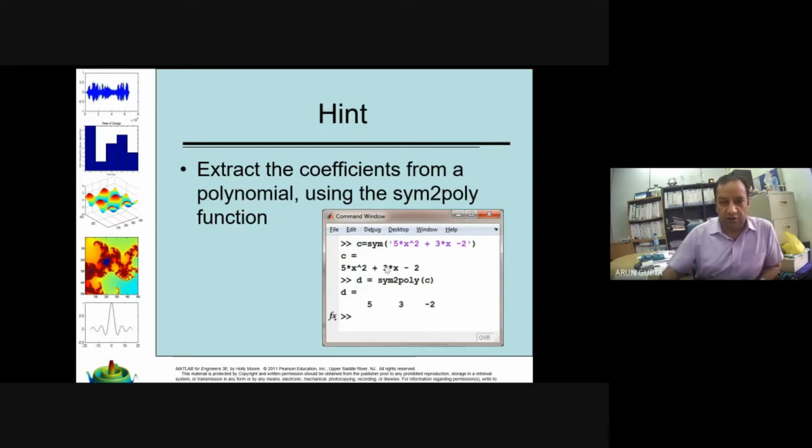Okay, I think you have already tried these things. Does anybody have any problem with this one, poly2sym or sym2poly, or can we move on? I think hopefully there should be no problem.